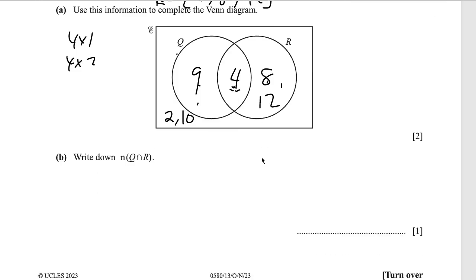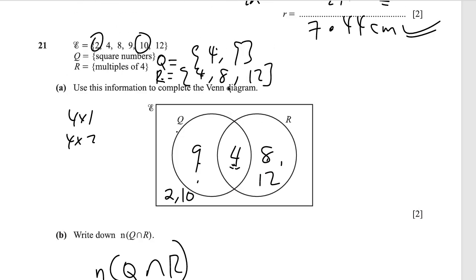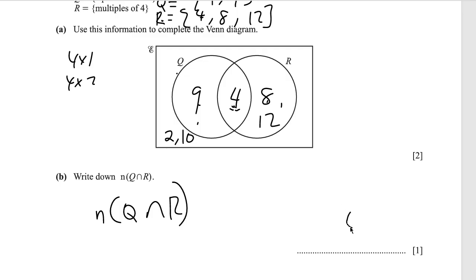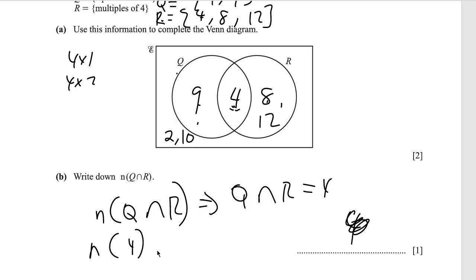So the next question says, write down the n of Q in the set R, right? And Q in the set R is simply the elements you could see in Q that you could also see in R, and that's simply 4. We've written down the elements of Q and R, and we saw a 4 and a 9. It's a square number, and then R has 4, 8, 12, and then what we have here is 4, right? So that's the value, but we're asked for the number. So first of all, Q in the set R is 4, but the number of elements is what? 1, because we just have one element, which is 4.